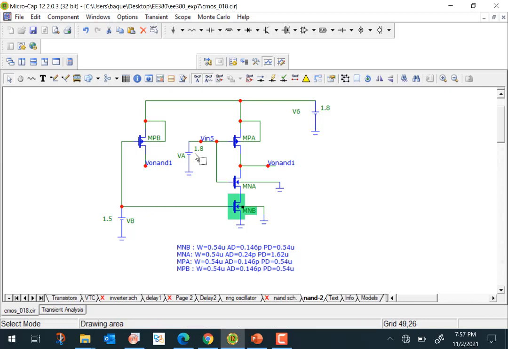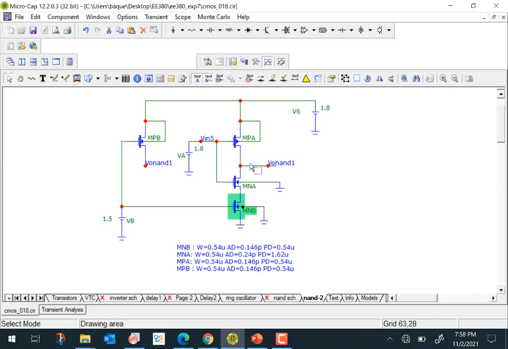So for example, VA could be 1.8, and this input you could switch from 0 to 1.8 here. And then you will get one particular delay here, right? Which means the delay that you're getting is from this input to the output. Or what you could do is you could keep this at 1.8 or high, and you could switch this here, and you would get a delay from this node to this node. And you'll see that the delays are in general different. The delay from input B and the delay from input A are different here.